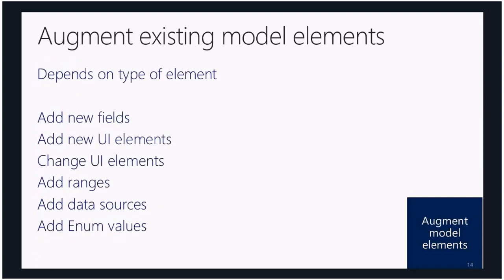In terms of metadata extensibility, the things you can change really depend on the type of model element you are augmenting. We will walk through what is possible, but in general, the types of changes you can make are adding new fields or UI elements, hiding and modifying existing UI elements, and adding data sources and enum values. Note that by and large, this is still a fairly additive list, though there are ways to make changes to the base elements.